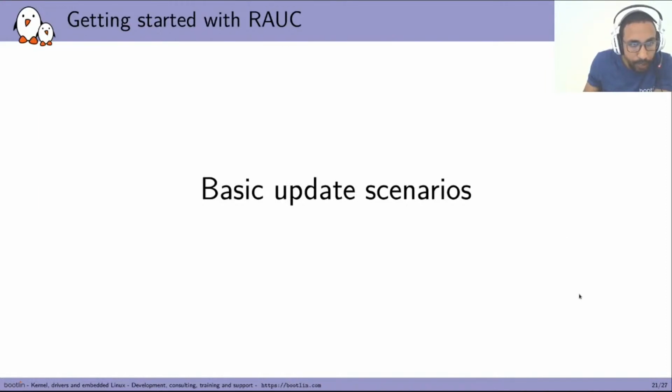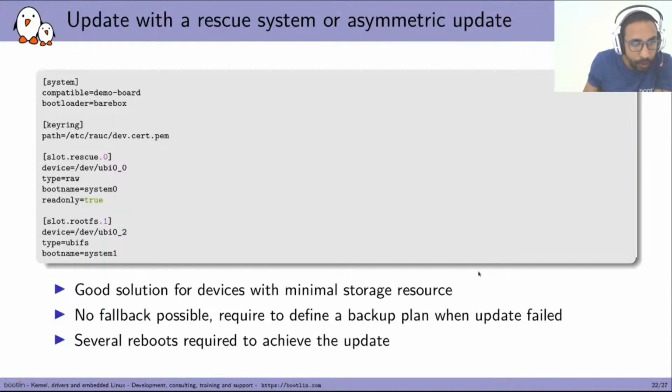So now let's see some update scenarios we can implement with RAUC. The first one is the asymmetric update. This is typically a good solution for devices with minimal storage resources. So here typically we have a rescue system in which we will boot. So we can imagine that we are on the main system. We want to boot on the rescue system, then we will use the RAUC mark status to reboot on the rescue system, and then from the rescue system we can update the root file system based on, typically, USB or a local storage or even the network if we want.